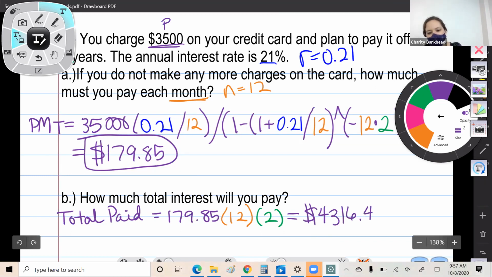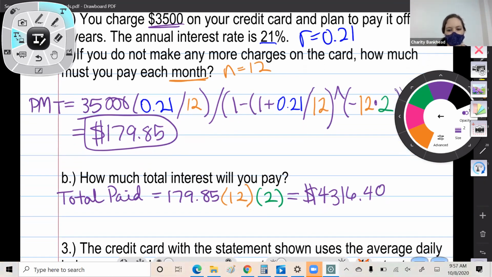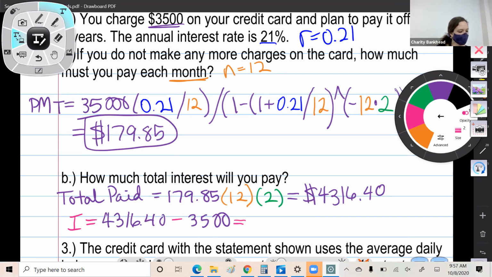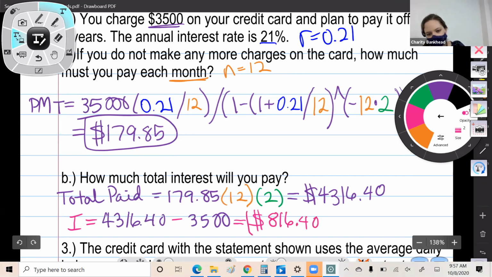So $4,316.40. So subtract the 3,500 from that, and that'll equal the amount of interest that you're paying. So $816.40.